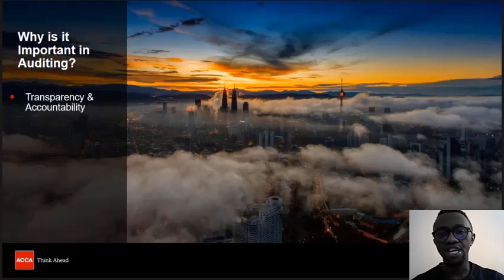Now, corporate governance frameworks emphasize transparency and accountability, and they ensure that companies disclose accurate and reliable information. Now, external auditors rely on this information to perform their audits effectively, and you do appreciate the fact that transparent financial reporting enables auditors to really just assess the financial health of a company and identify any irregularities.